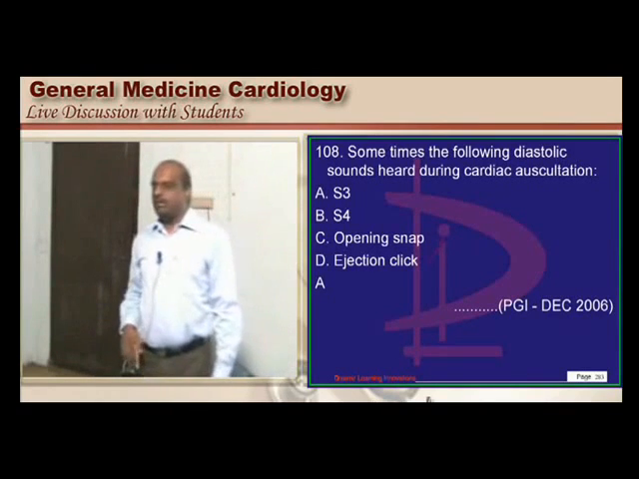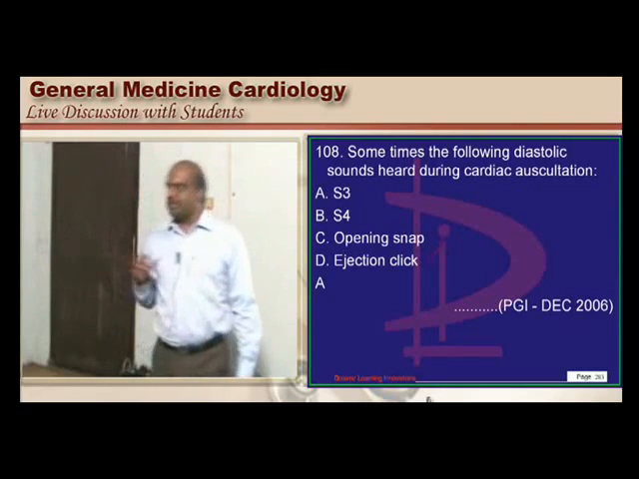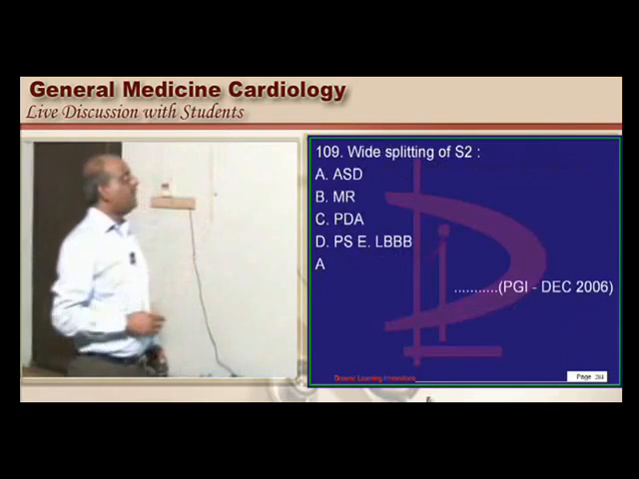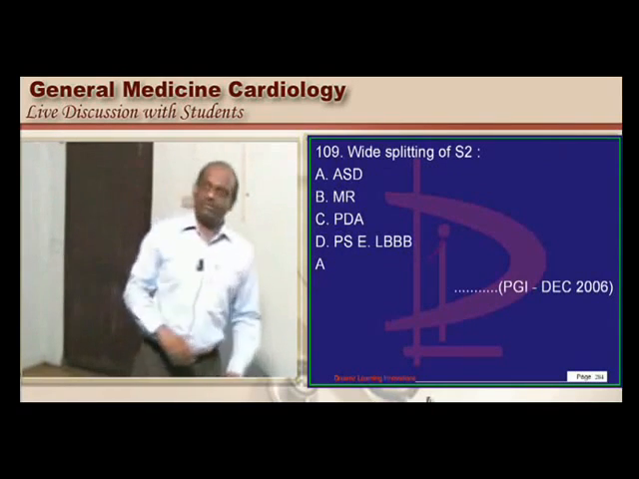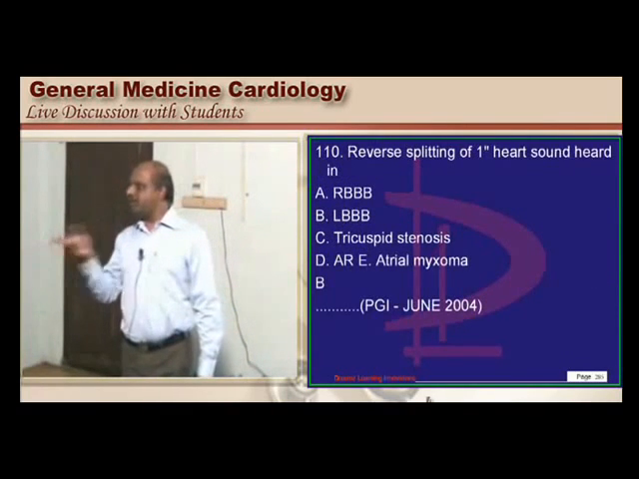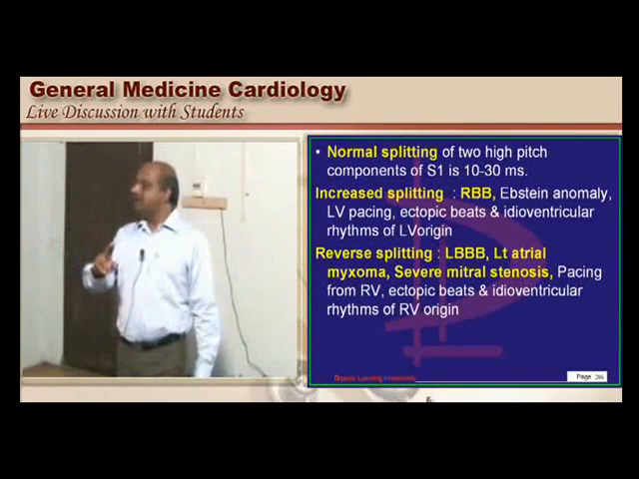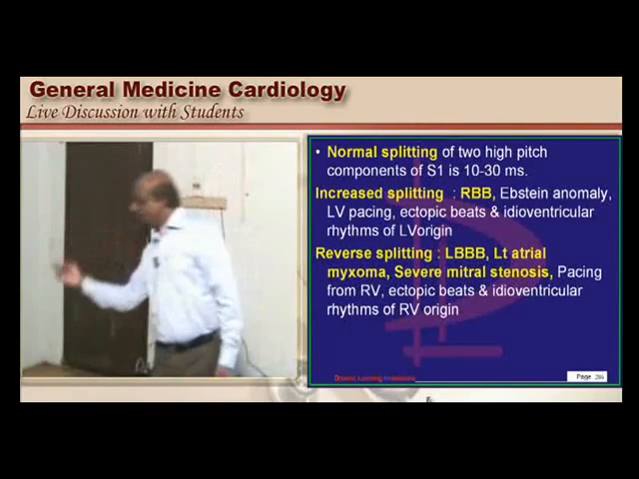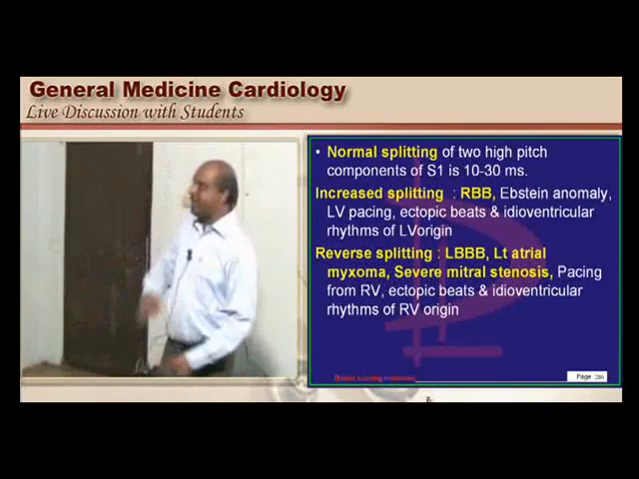It is the gallops, which are fundamentally the diastolic sounds, that we need to understand. Then ASD leads to wide splitting. Now where will reversal splitting of the first heart sound occur? Normally in the first heart sound, the mitral valve closes first, tricuspid later. Anything that delays mitral closure or causes early tricuspid closure will cause reversal splitting of the first heart sound.